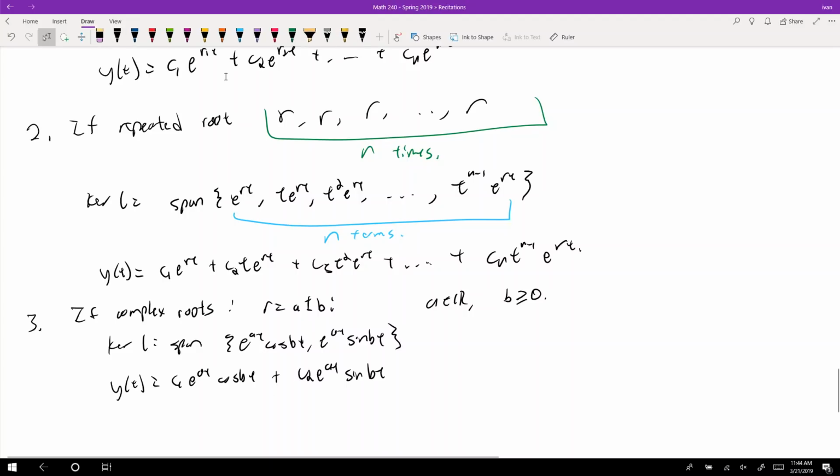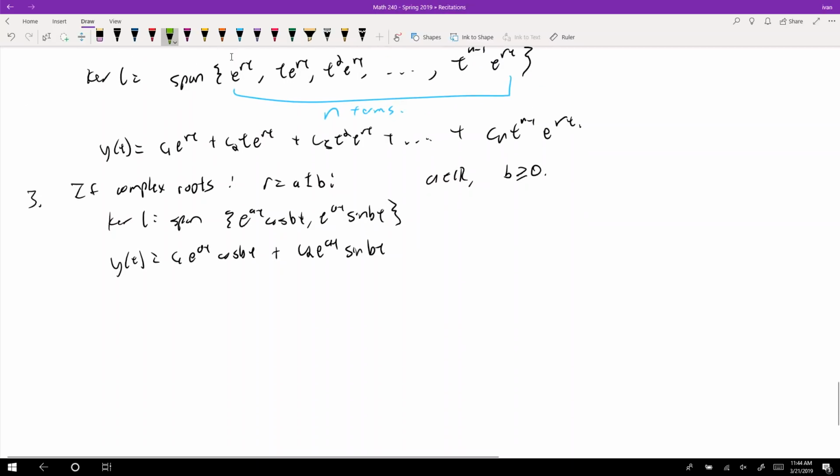Okay, so here's where I stopped in recitation. Because I do have a little more time now, I can talk about a few other things. So let's talk about initial value conditions. So the initial value problem.